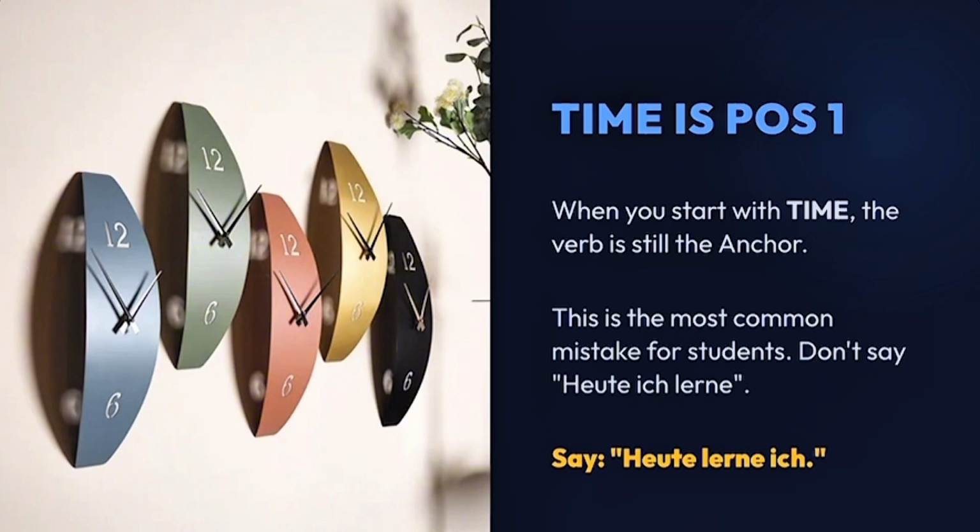When you start with time, the verb is still the anchor. This is the most common mistake for students. So don't make this mistake and don't say heute ich lerne. Instead, be like a native speaker and always say heute lerne ich. The verb has to be in the second position after the time.